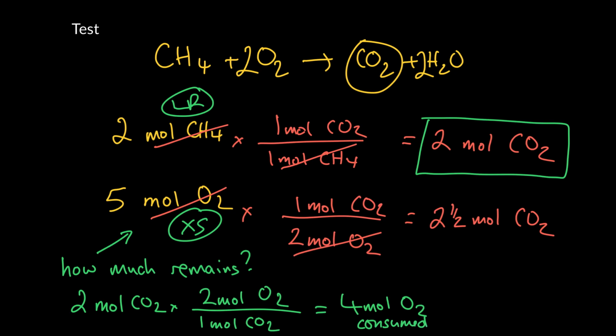So if we had 5 moles of oxygen at the start of the day and 4 moles were used up, then we can say the remaining is just what we started with minus what we used up. So we can see that we would have 1 whole mole of oxygen remaining.